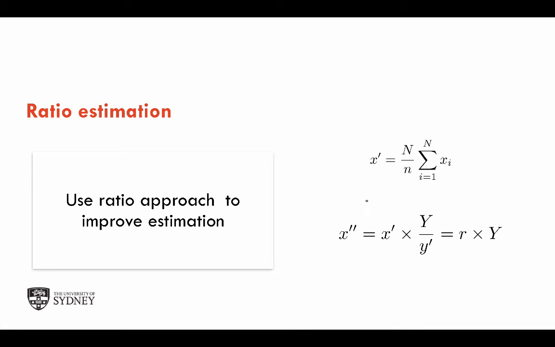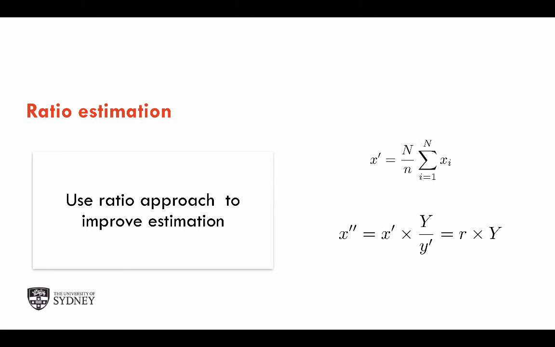A new estimator for the total sum of the population, which I'm going to call x prime prime, can be obtained by multiplying the usual estimator times this ratio. Or looking at this in a different way, x prime divided by y prime, which is just the ratio that we've seen in the previous slides. Okay, so this new estimator is going to be the ratio times the total of y. And under certain circumstances, we can show that this estimator, x prime prime, is better than x prime.